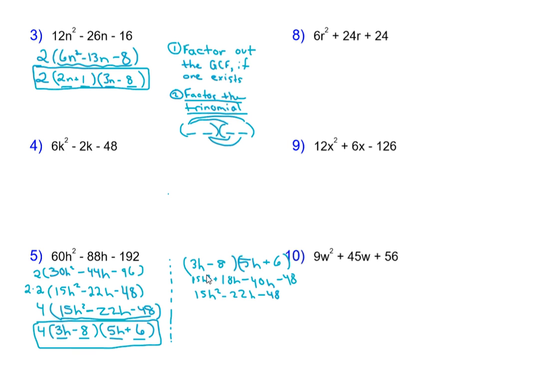But after you end up writing some possibilities, foiling it out to double check, and getting that original trinomial that you had in your work here, then you know that this is the factored form and you can include that in your answer. So that's really the process on these.